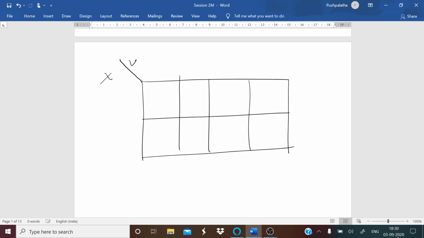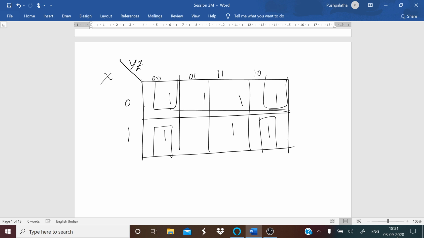Sorry, confusion. x, y and z, 0, 0, 0, 1, 1, 1, 1, 0, 0 and 1 here. Right, so you have your 1, 1, 1, 1, 1, 1 and 1. So yes, these 4 also will make a group, right? Along with that, see now this is the one corner, right? The topmost cell in a column may be grouped with the bottom cell, 1, 2 and 3 and 4. We call this wrapping or map rolling.